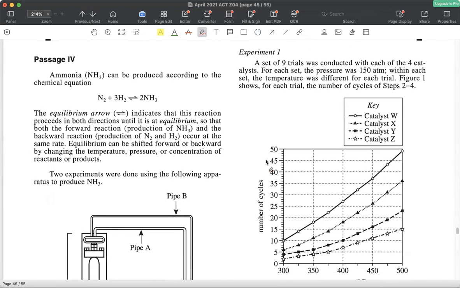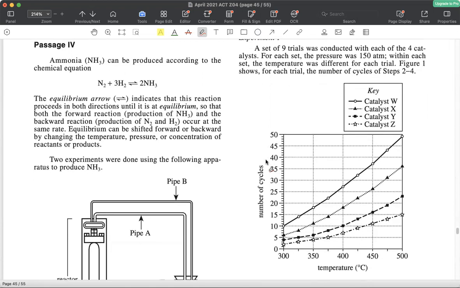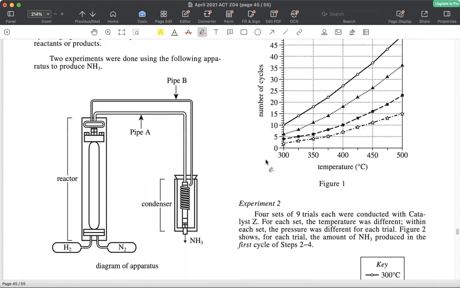Okay, passage 4. Ammonia, NH3, can be produced according to the chemical equation: nitrogen plus hydrogen gives ammonia. The equilibrium arrow indicates that this reaction proceeds in both directions until it is at equilibrium, so that both the forward reaction, production of ammonia, and the backward reaction, production of nitrogen and hydrogen, occur at the same rate. Equilibrium can be shifted forward or backward by changing the temperature, pressure, or concentration of reactants or products. Two experiments were done using the following apparatus to produce ammonia.